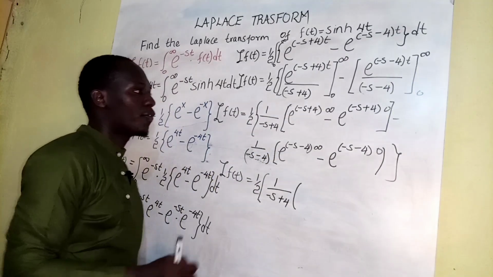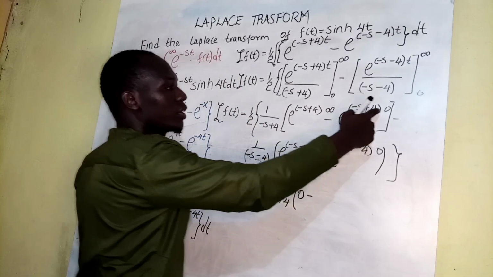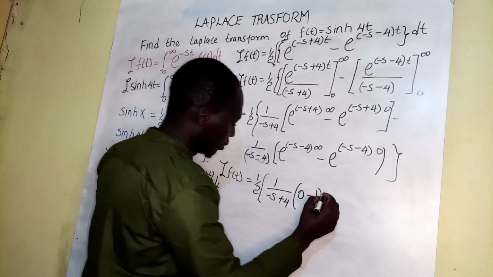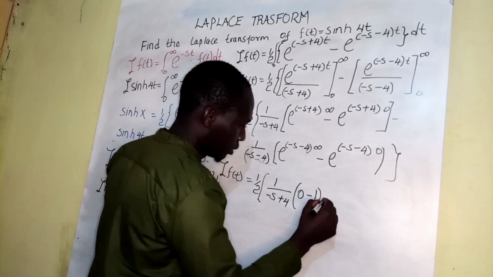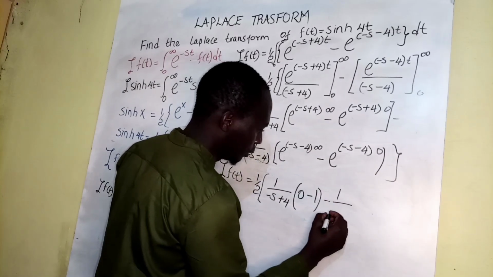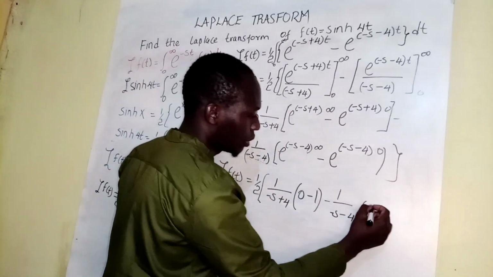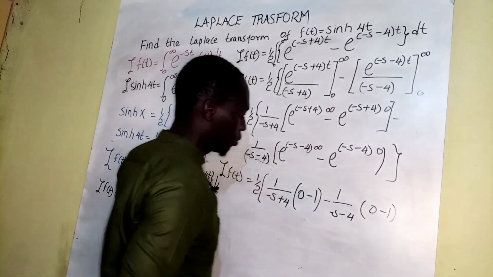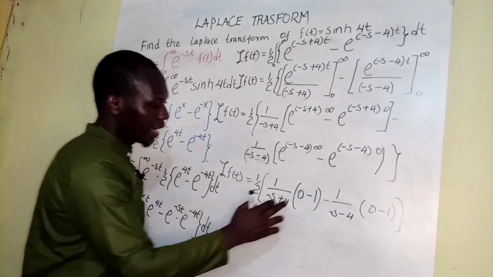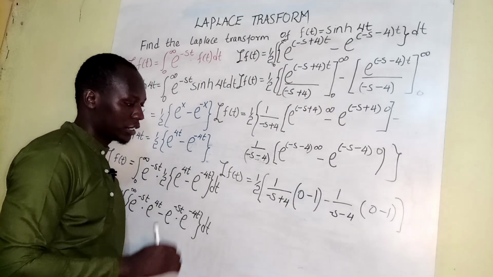exponential raised to a power of infinity, we are going to have 0, we subtract from exponential raised to a power of 0, we are going to have 1. We come and subtract from here, we are going to have 1 all over negative s, we subtract from 4, into here we are going to have 0, we subtract from 1. At this point, we understand that this negative is going to affect whatever we are having on the denominator.